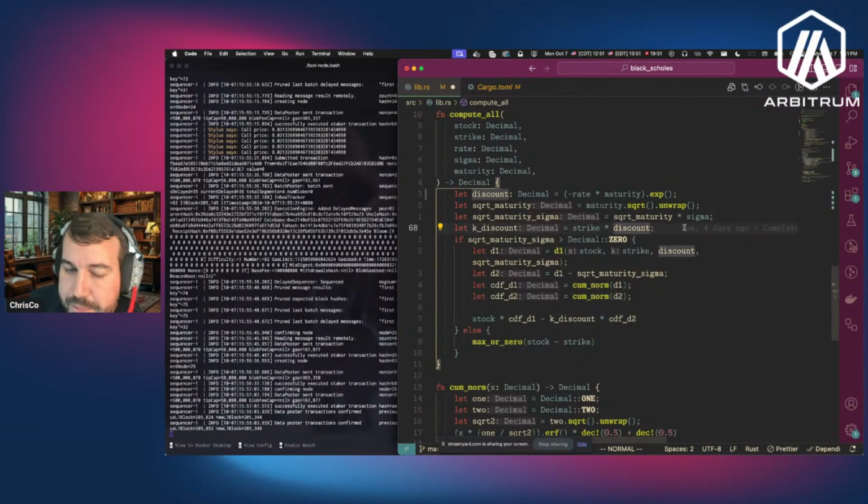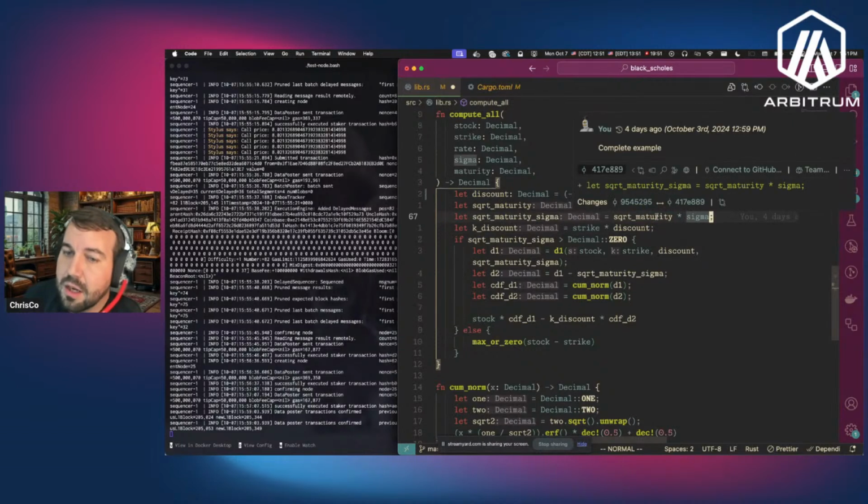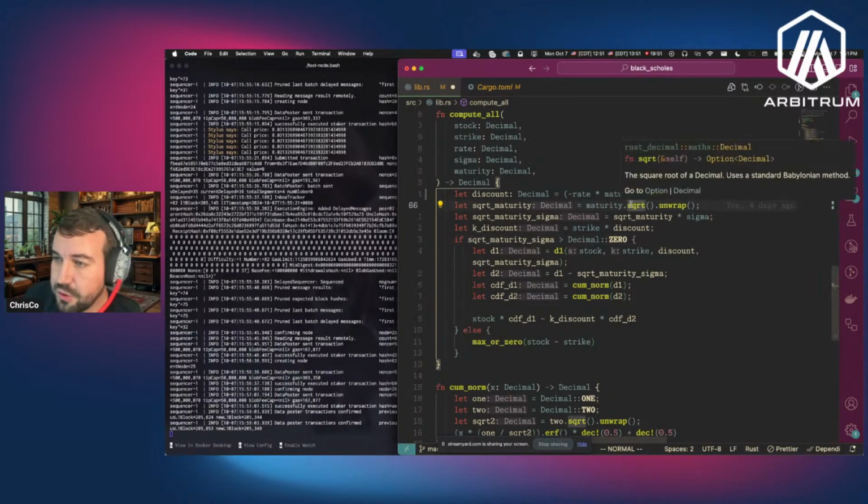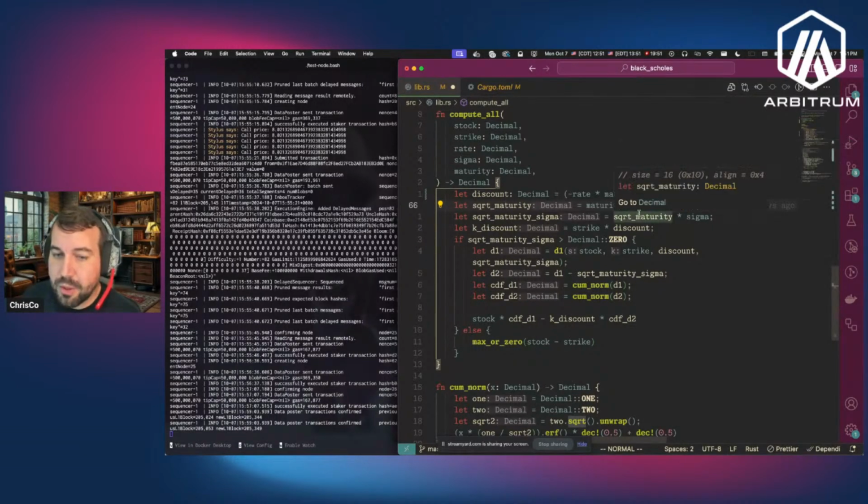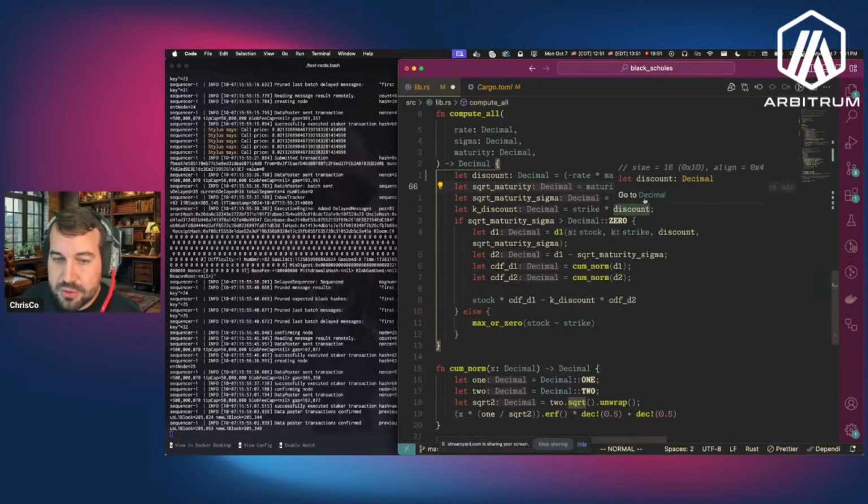Again, it's hard to do this in a single session to explain fully what's going on, but it's pretty easy to follow along if you cross reference with the formula. Here we're using the square root function, which is also provided by the decimal library. So again, these are nice things that don't exist in Solidity, so we're able to do simple square roots.